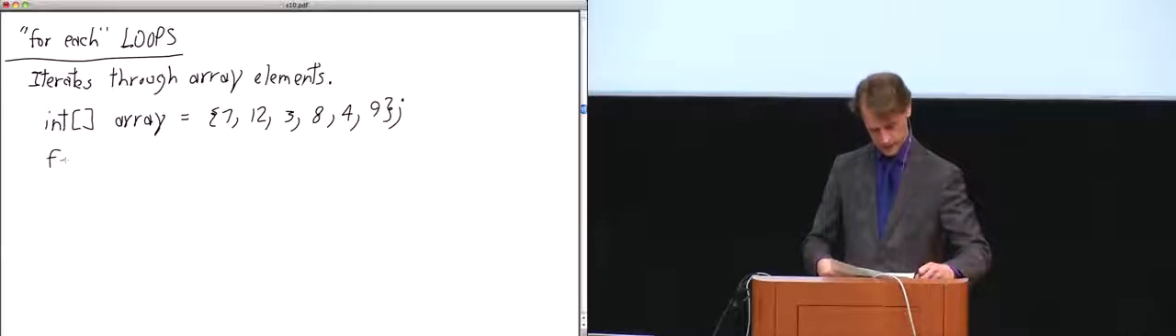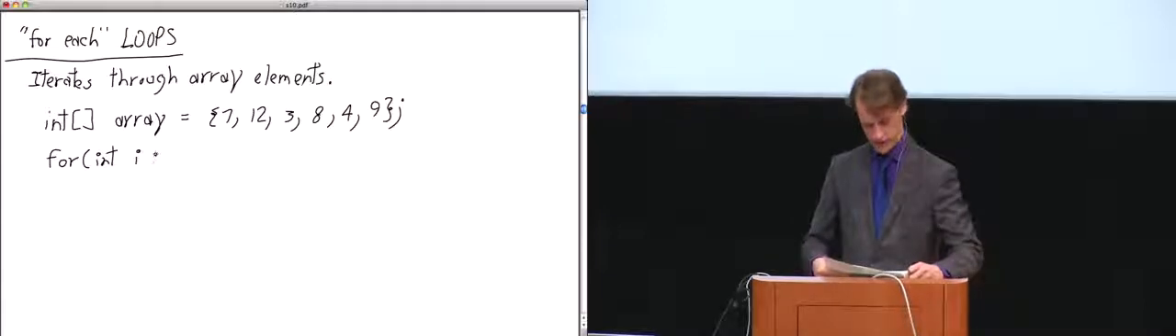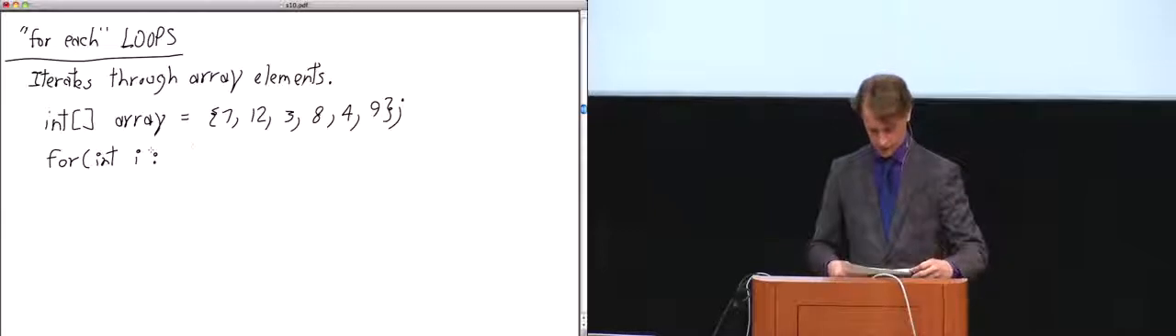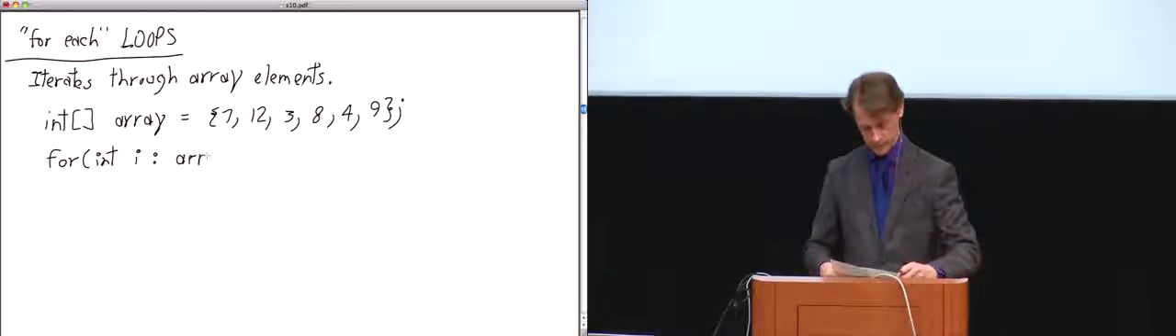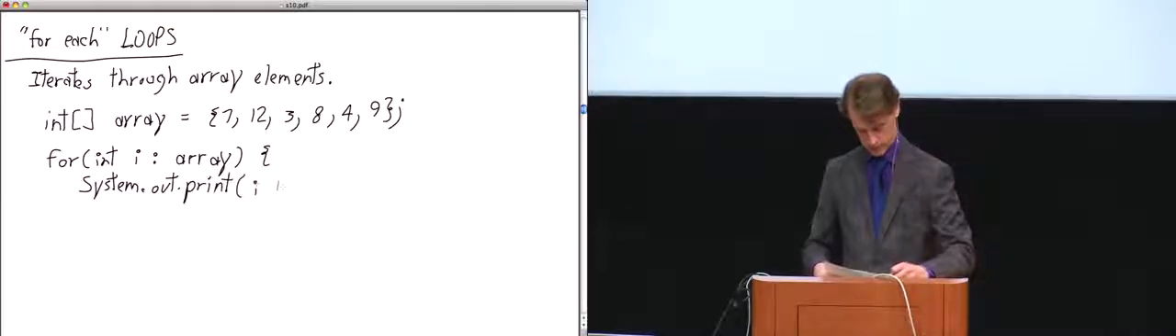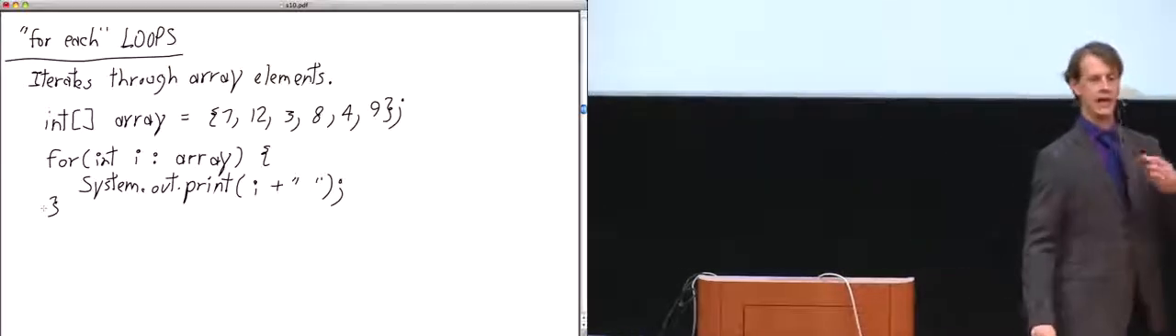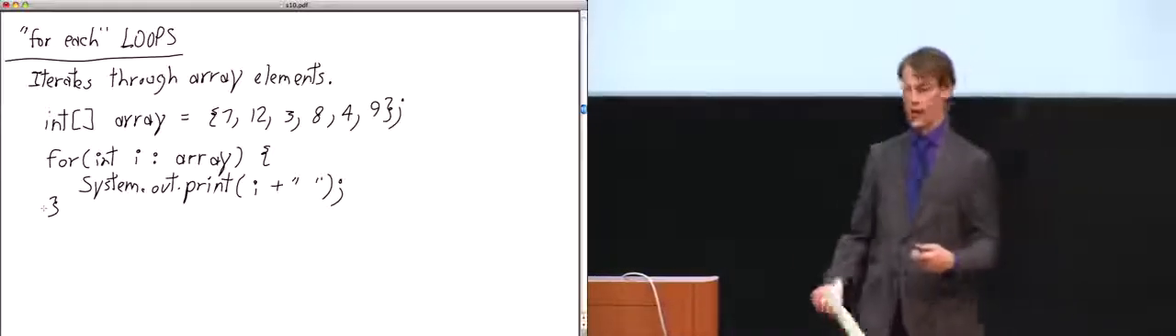And now I write this for loop. For, here I'm declaring an int variable that's going to iterate over each of these values, and then a colon, and then just the name of the array. And so what this will do is I will take on each of the different values in that array.